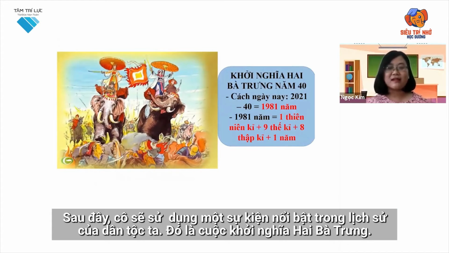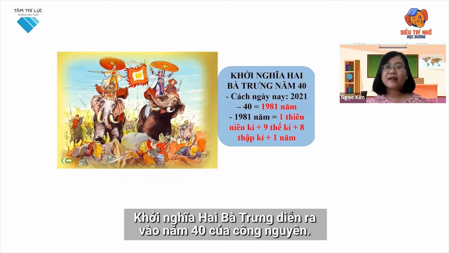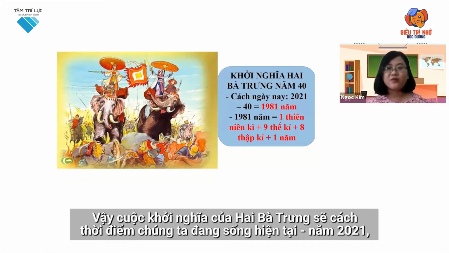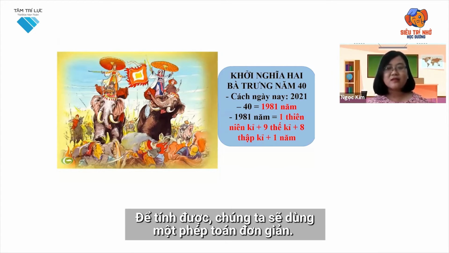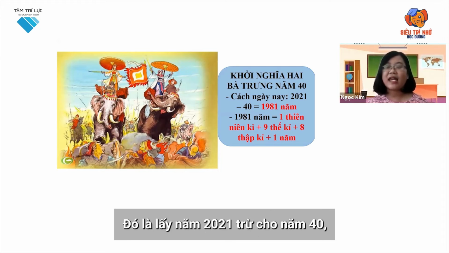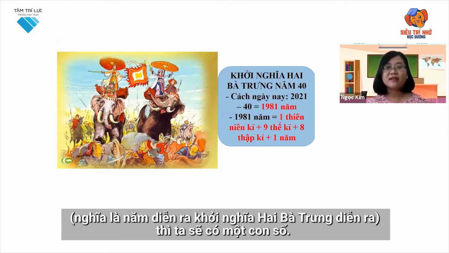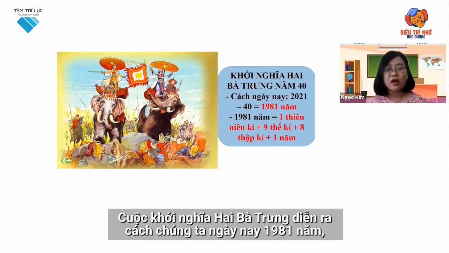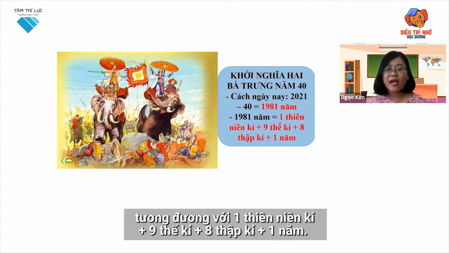I will use a prominent event in our history. It was the Hai Ba Trung Uprising. The Hai Ba Trung Uprising took place in 40 AD. So, how many years is the Hai Ba Trung uprising far from the time you are living now, 2021? To calculate, we will use a simple math, that is, subtracting the year 40, the year in which the Hai Ba Trung Uprising took place, from the year 2021. We will have a number. The Hai Ba Trung Uprising took place 1981 years from where we are today, equivalent to 1 millennium plus 9 centuries plus 8 decades plus 1 year.